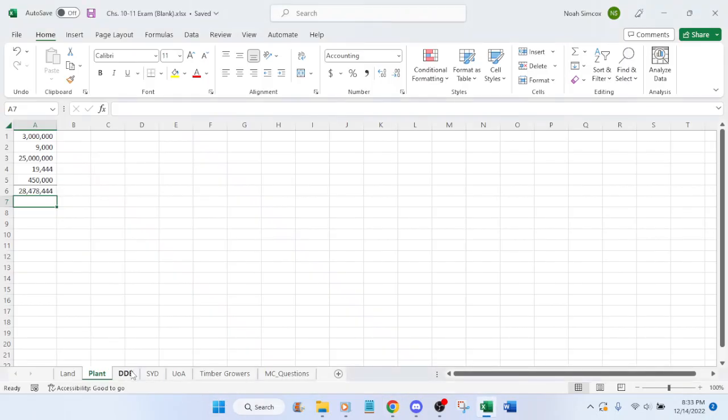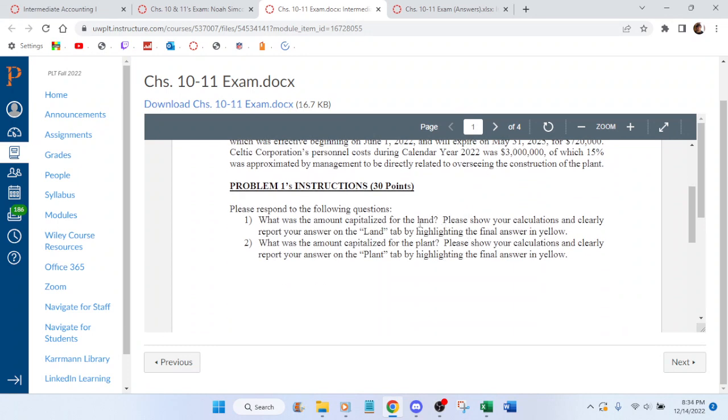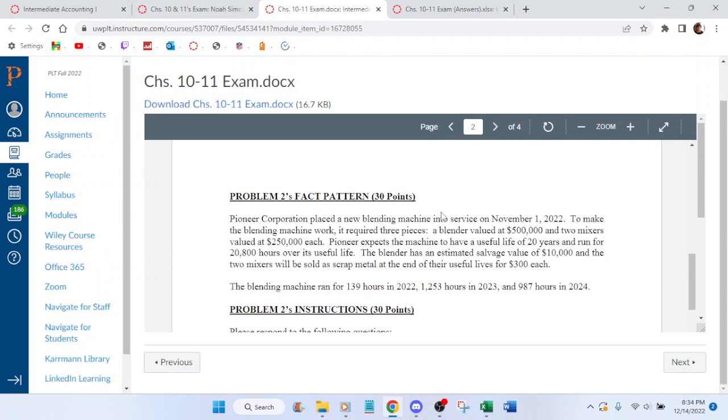Anyways, now we have to do depreciation. It's so funny when people accidentally say depreciation. Stop. Depreciation. Time to calculate depreciation.